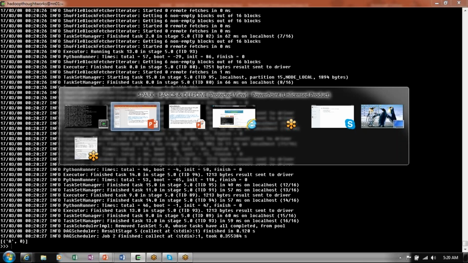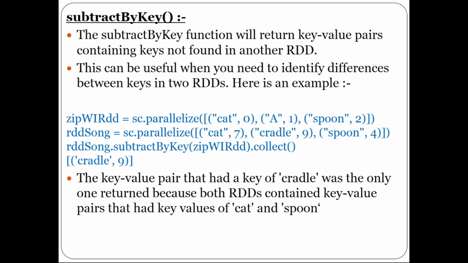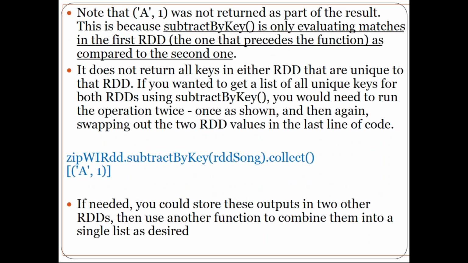This is the way you can use subtract by key. But one thing you need to be aware of is which one you are subtracting from which one. The first thing is subtract by key is only evaluating matches in the first RDD, the one that precedes the function, as compared to the second one. Every time it only compares the first RDD with the second RDD. It does not return all keys in either RDD that are unique to that RDD.